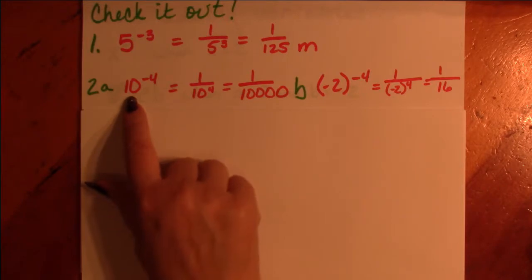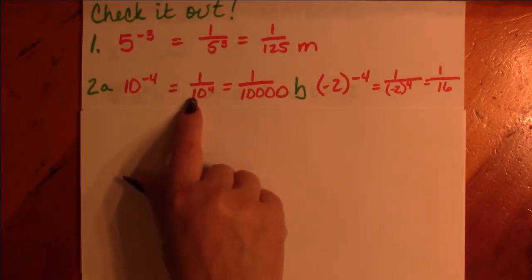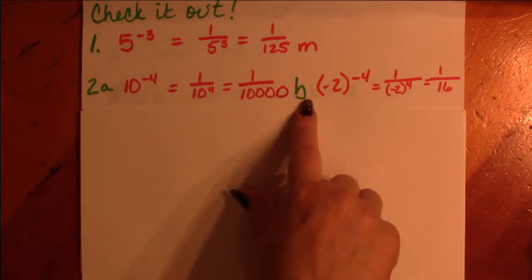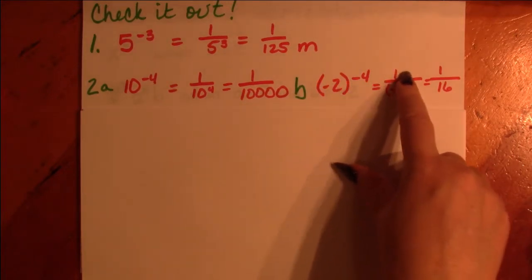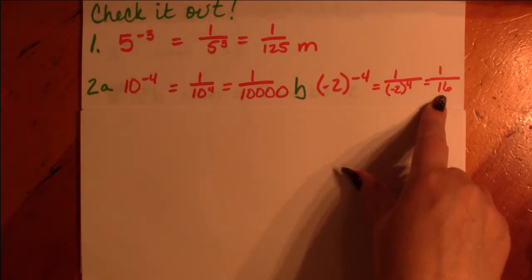Number 2a, 10 to the negative fourth is 1 over 10 to the fourth, which means 1 over 1 with 4 zeros, 1, 2, 3, 4. B is negative 2 in parentheses to the negative 4, which is 1 over negative 2 to the fourth, which is 1 over 16.